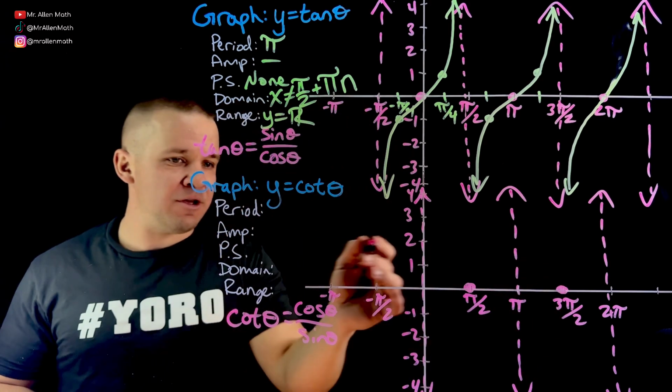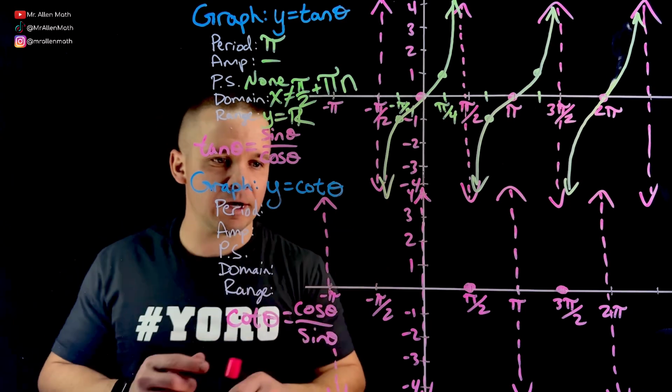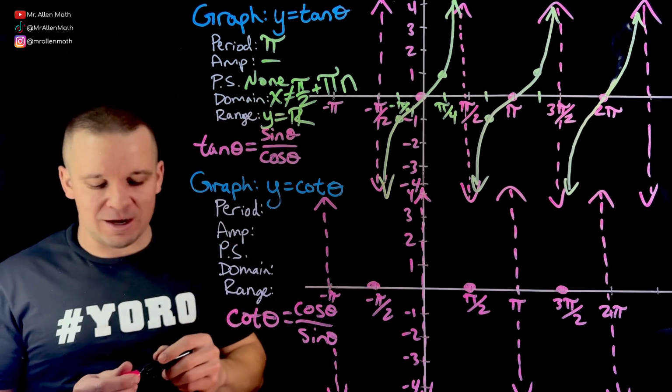Okay. And I think you guys could probably guess what we're going to have an asymptote right there as well. Okay. Very good. And at negative pi over 2, we're going to have that value right there. All right.